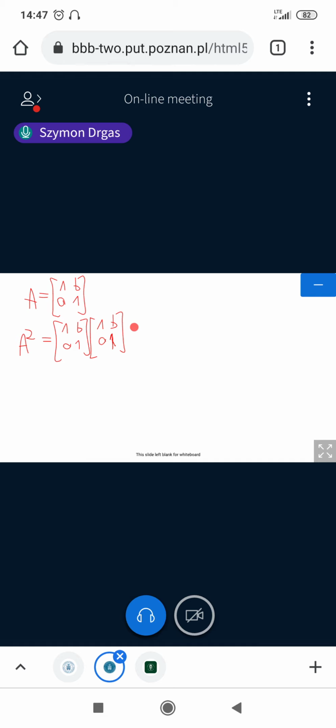And yes, so in this case we have, as this is 1, 0 in the first column of the right-hand matrix, it means that 1, 0 should be in the first column of the resulting matrix. And then we have 1 times B plus B times 1, so the result will be 2B, and then we have 0 plus 1.